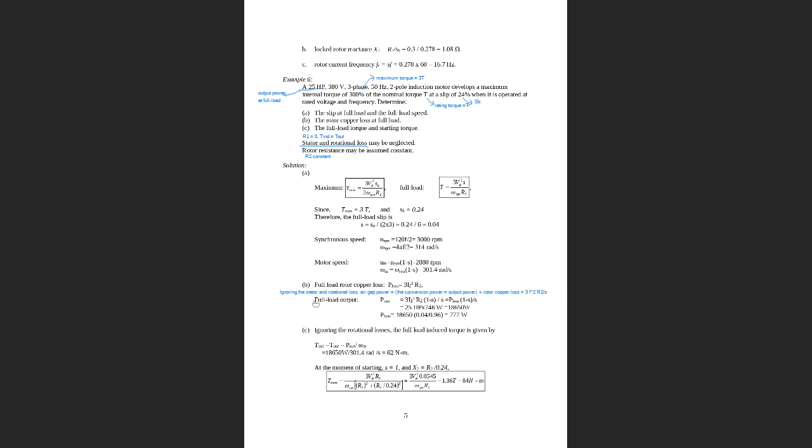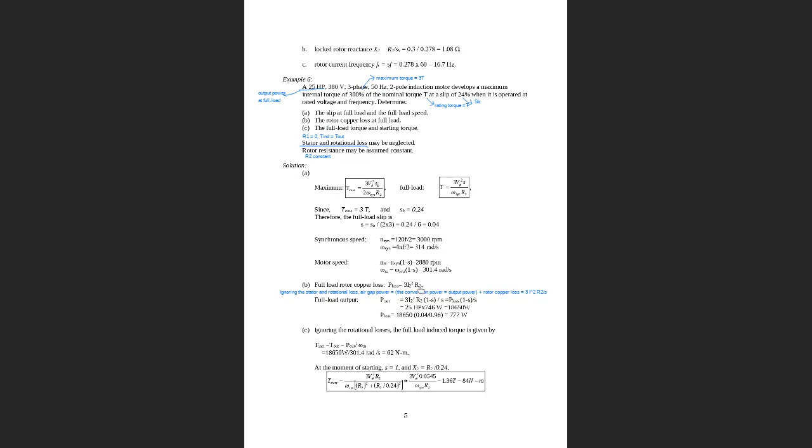Okay, so if we ignore the stator and the rotation losses, the air gap power equals the conversion power plus rotor copper losses. The conversion power is actually the output power. So the copper losses are written here, and the output power is the converted power. The output power or converted power is related to the power losses like this, with the slip.